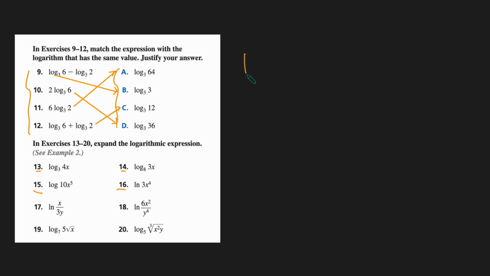Problem number 16, natural log 3x to the 4. So the same way, I cannot use the power rule. I have to use the product rule first, natural log of 3 plus natural log of x to the 4. And now I can use the power rule on that.